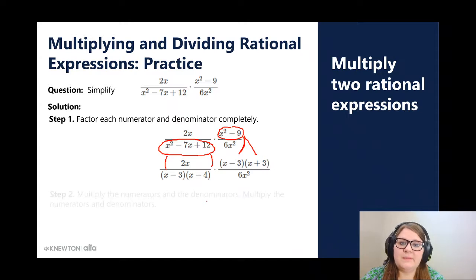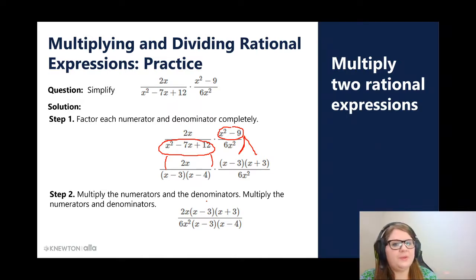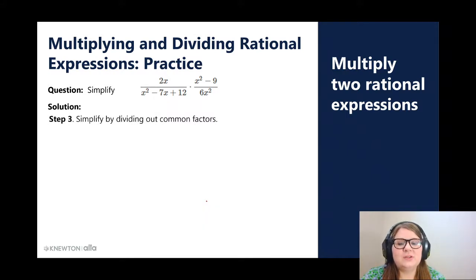So now that I've done my factoring, I'm going to go ahead and multiply my numerators and multiply my denominators. So I now have really 2x times x minus 3 times x plus 3 over x minus 3 times x minus 4. And then since it's times 6x squared, I will pull that to the front because it's not a binomial. So since it's only one part of a term, it will be much easier to work with if it's in the front. So once I've set that up, I want to simplify.